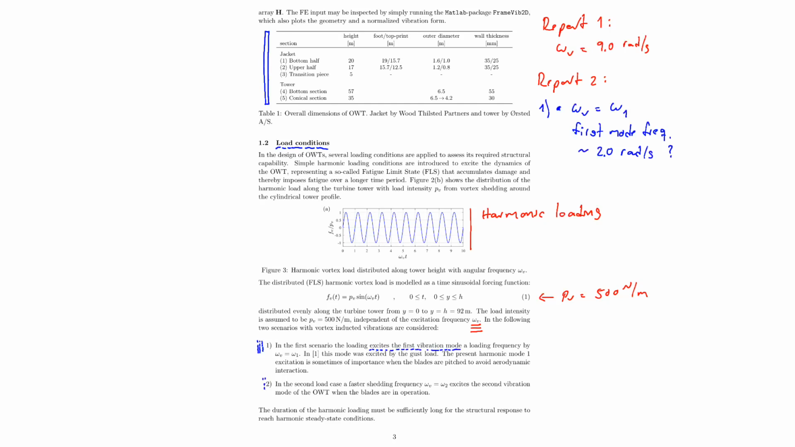But we also consider load case number 2. It has the same intensity, it's the same sine function. The only thing that changes in number 2 is that omega V is suddenly not anymore omega 1, but now the vortex-induced profile changes so that we exactly excite the second mode. And the reason for that is that the first mode is quite well damped by a so-called tuned mass damper, whereas in the second mode we will apply a pure viscous damper.